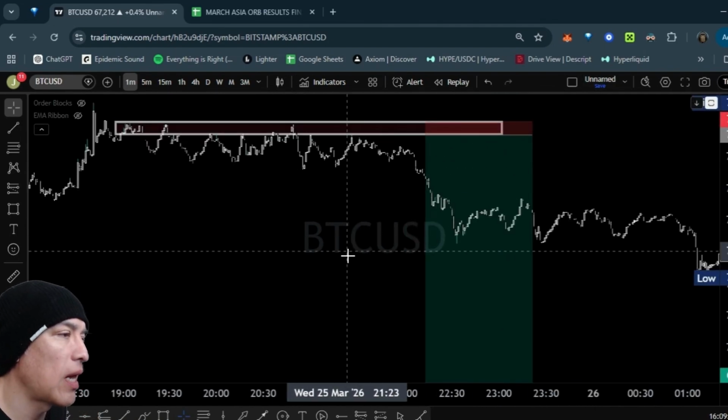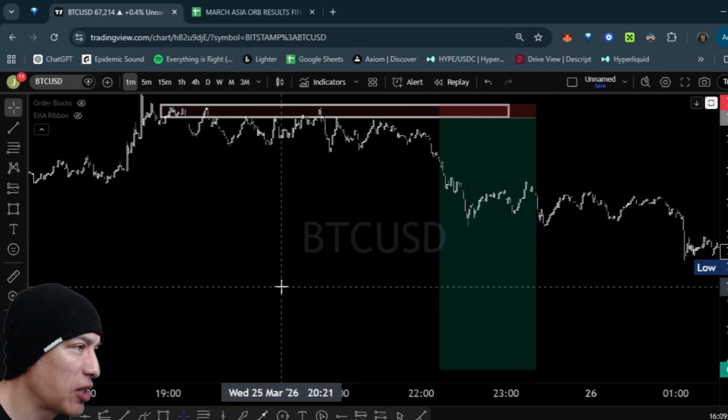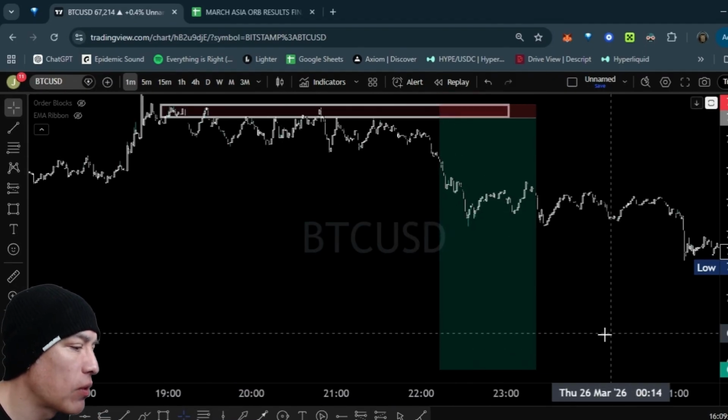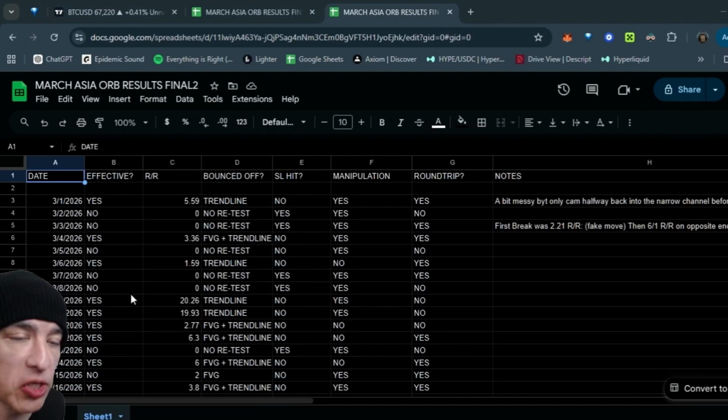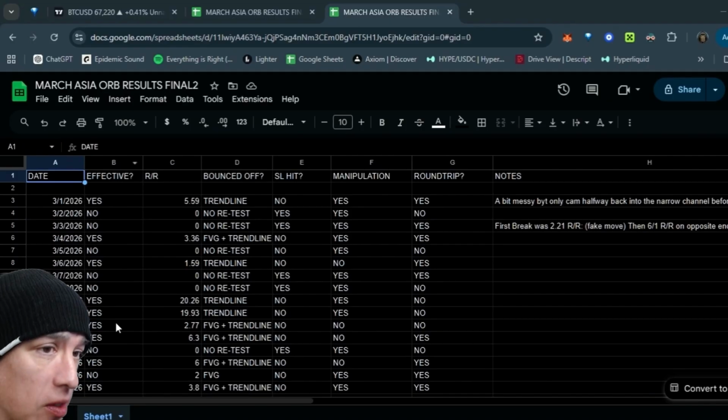Now that you understand how this strategy works, let's look at what I found and how the Asia session did with this specific strategy for the month of March. Just so you know, these are the metrics that I tracked for this specific experiment. Effectiveness: did it work, yes or no? Risk to reward: how many multiples of our stop loss did we get?